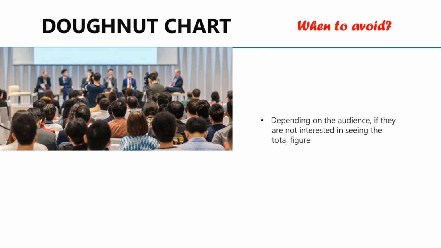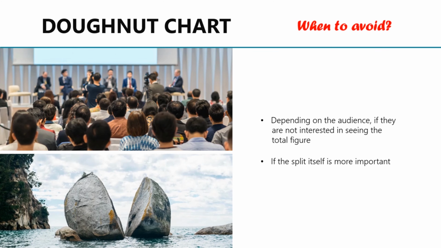We already explained when to avoid using pie charts. The same is valid for donut charts. One piece of advice when choosing whether to include a pie or a donut chart would be to think of your audience. How likely is it they would be interested in seeing the total figure for the breakdown you were providing? If the split itself is more important, then go ahead and use a pie chart. If the value of the total is important too, then perhaps a donut chart would be preferable.